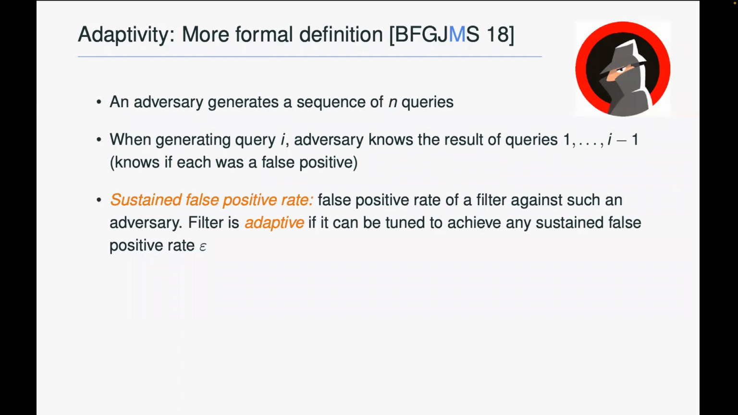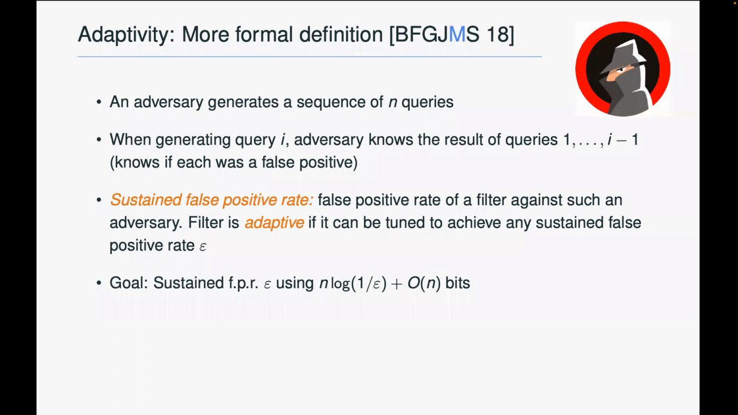We want a sustained false positive rate, which is the false positive rate of a filter against such an adversary. A filter is adaptive if it can be tuned to achieve any sustained false positive rate epsilon. So as queries come in, even if they're generated by an adversary that's trying to drive our false positive rate as high as possible, I still want to achieve false positive probability epsilon.